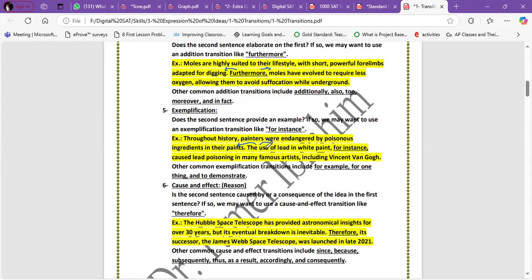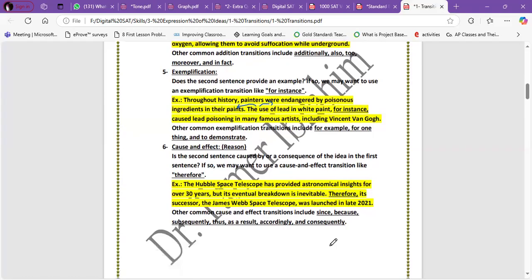Let's find the sentence after here. He said, the use of lead in white paint caused lead poisoning in many famous artists, including Vincent van Gogh. There's an example: one example of the ingredients in some of the paint that led to the poisoning of one of the famous painters. So for instance, what are the other words that we can use for exemplification? For example, for one thing, to demonstrate.